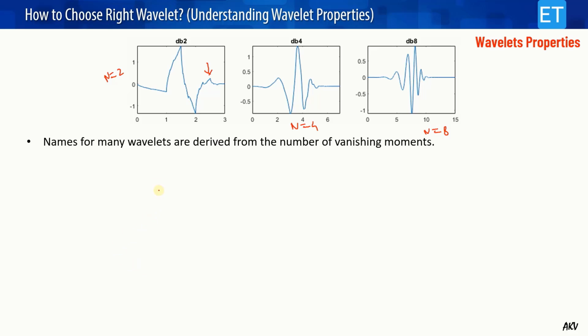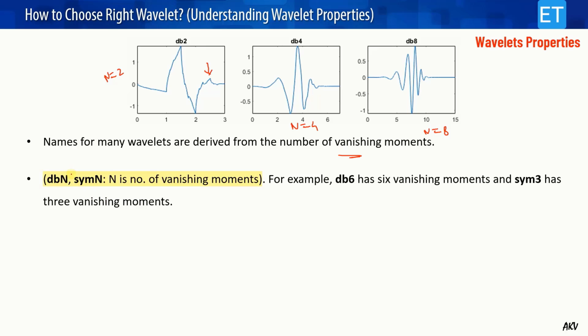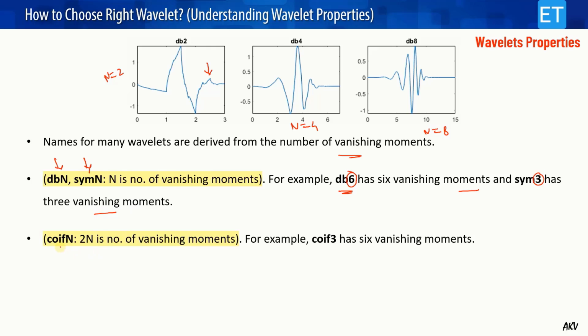Actually the names of many wavelets are derived from the number of vanishing moments. For example, the names of the Daubechies family and the Symlet family are derived from their corresponding vanishing moments. For example, if you take the dB6 wavelet, it has 6 vanishing moments, and Sym3 has 3 vanishing moments. For coif n, this is slightly different. For coif n, the number of vanishing moments is actually 2n. So for coif 3, the number of vanishing moments will be 6.